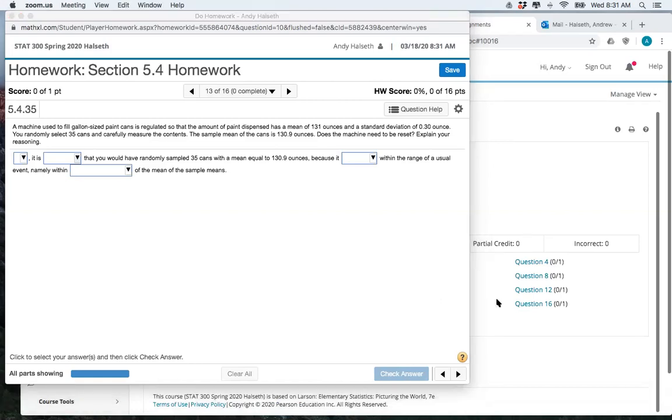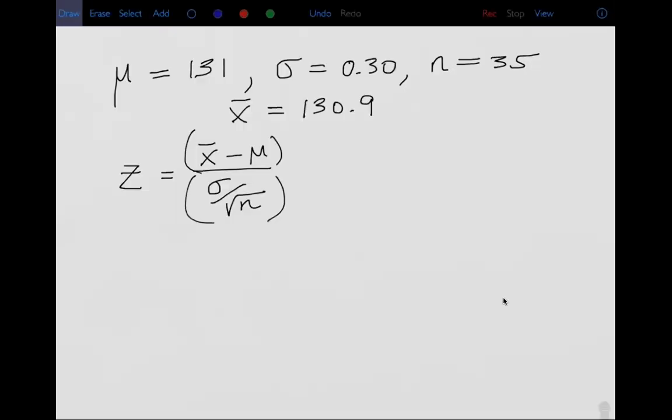I kind of already got it started here. So again, we have mu 131, sigma 0.3, n is 35, and x bar 130.9. It's easy to get mu and x bar mixed up because they're both means. Just remember the x bar comes from the sample of the 35, the mean of those 35, whereas the mu is the overall population mean. So it's kind of an interpretation, reading the problem to get those right.